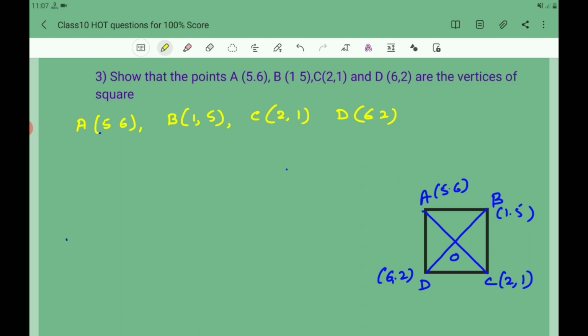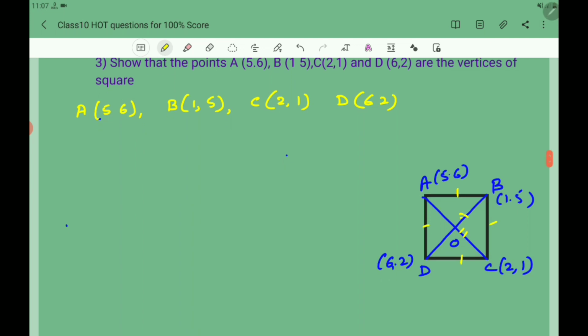And how can you prove that ABCD is a square? You know the properties of a square. In a square all the four sides are equal and the diagonals are also equal. So if you prove AB equals BC equals CD equals DA, and the diagonals AC equals BD, then naturally it becomes a square. So first let us find AB, BC, CD by using the distance formula.